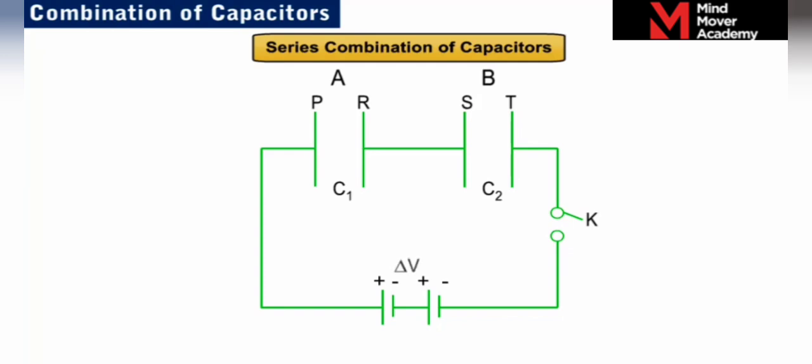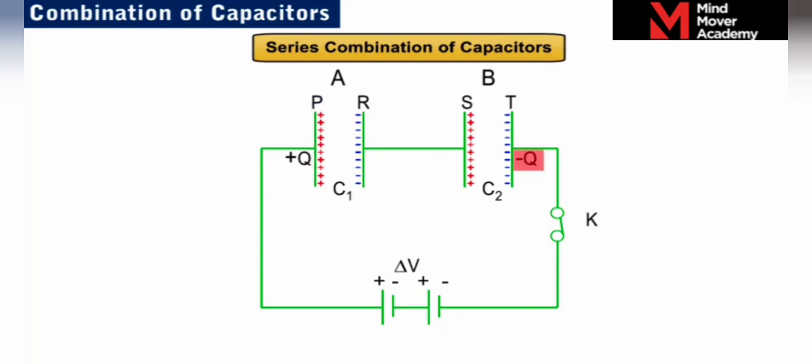Let a potential difference, delta V, be applied across this combination by the battery. When the key is closed and the battery is connected to the combination of the capacitors, electrons are transferred out of the plate P of capacitor A and onto the plate T of capacitor B. Electrons are negatively charged and hence a negative charge is accumulated over the plate T. Let this charge be minus Q. Simultaneously, an equal amount of positive charge plus Q accumulates over the plate P.